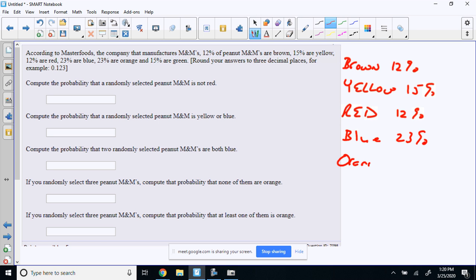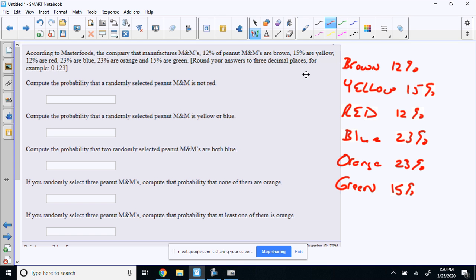Orange is 23. And green is 15%. Round your answers to the nearest three decimals. For example, 0.123, meaning take it out of a percent and put it back as a decimal, right?